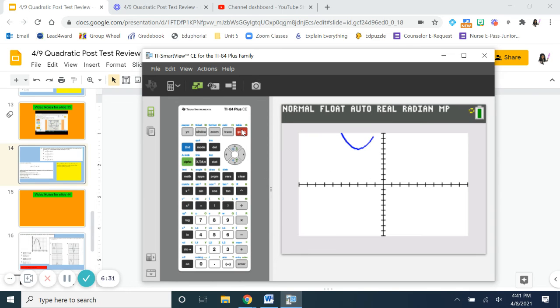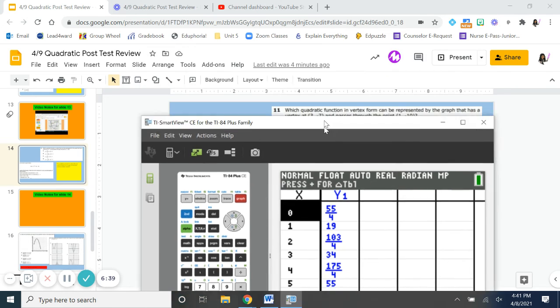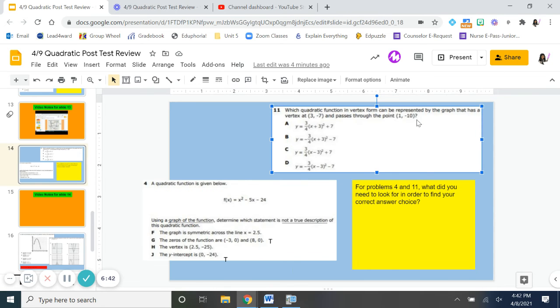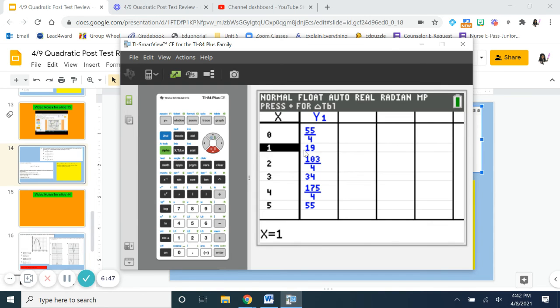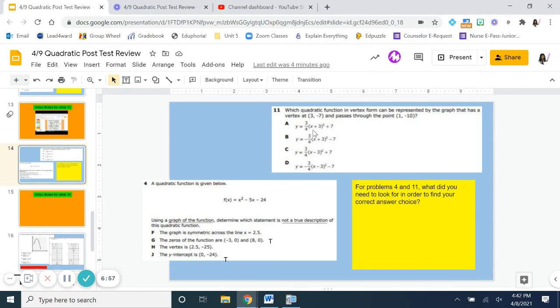So I typed that in. Look at my graph. There's my parabola. Okay. And then I'm looking at second table to see if at 1 my y value is -10. Well, at 1, my y value is 19, so that definitely couldn't have been it. Even though I haven't checked the vertex, I know for a fact that can't be it because the y value is different than what I needed. So then I would just continue to go through all the answer choices to see which of those matches the 2 criteria, the 2 characteristics that I'm looking for.